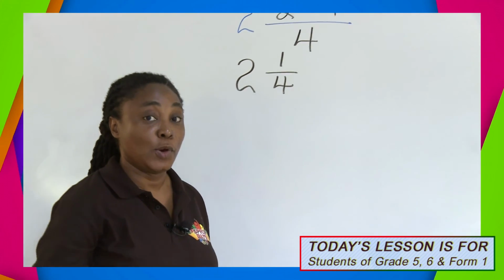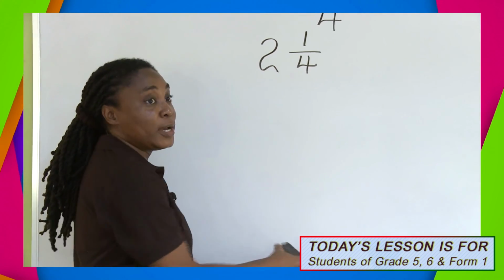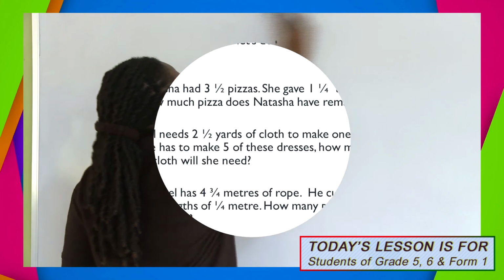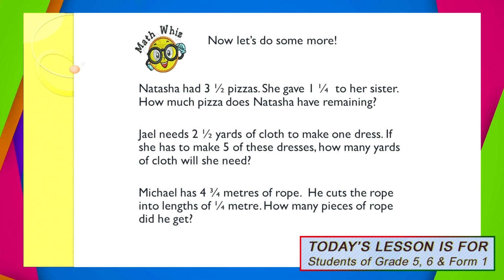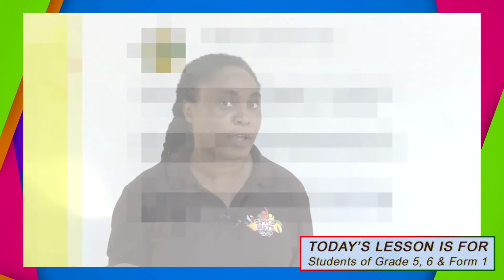All right, so let's go to our second question. Jill needs 2.5 yards of cloth. How much cloth does Jill need to make one dress? 2.5, correct. If she has to make 5 of these dresses, now it means that Jill is making 5 dresses, and each dress will require 2.5 yards of cloth.